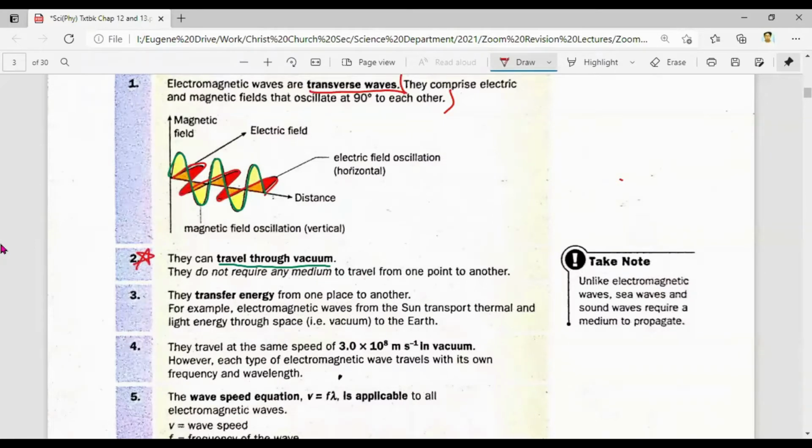Point 3, they transfer energy from one place to another. This is a general wave property. Okay, so this has been covered before, that waves actually transfer energy from one place to another.